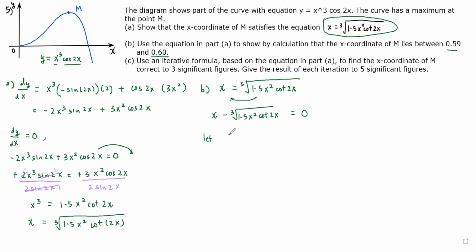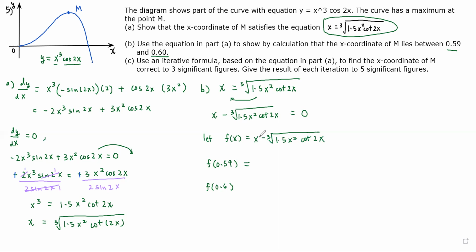We can let f(x) be x minus the cube root of 1.5x squared cot 2x. If the zero of f(x) is between 0.59 and 0.6, then the value of f at 0.59 and the value of f at 0.6 will have different signs. One of them is positive, one of them is negative. Then we know that the zero of this function is between 0.59 and 0.6.